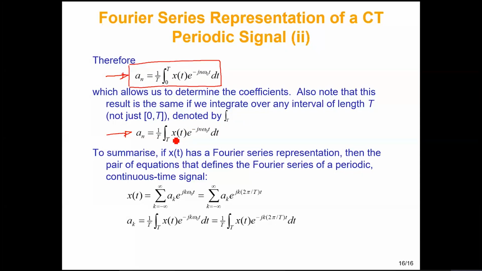Okay. To summarize, if x(t) has a Fourier series representation, then the pair of equations that define the Fourier series of a periodic continuous time signal are given by this. Your periodic signal can be expressed as a sum of harmonically related complex exponentials, where omega naught is 2 pi over T. And we can find the value of this coefficient using this integral formula, where you can just replace omega naught by 2 pi over T. So this pair of equations completely describes your continuous time periodic signal.